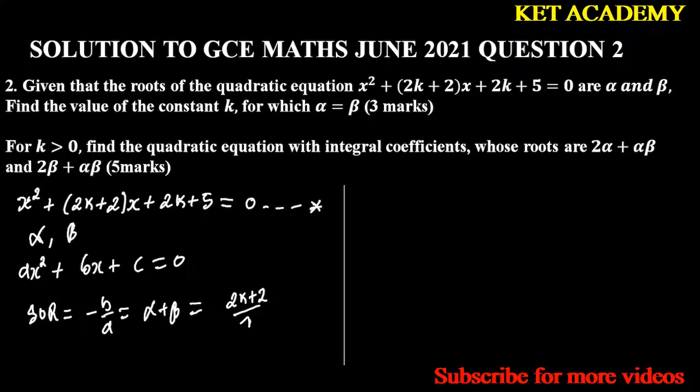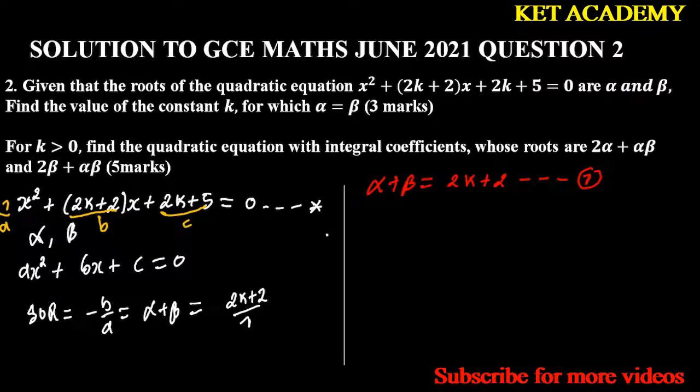So this is our b, and this is our c, and 1 obviously is our a. Now we just need to substitute our values. It means that we have our sum of roots. Therefore, our conclusion here is that the sum of roots, alpha plus beta, is 2k plus 2. That is our equation 1.